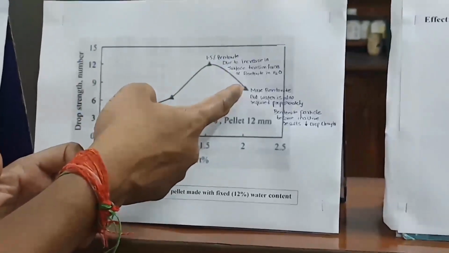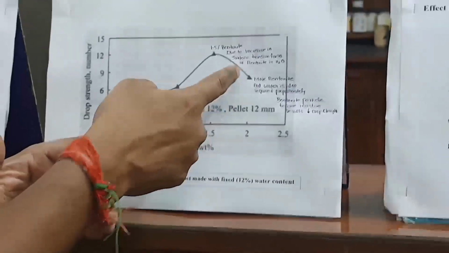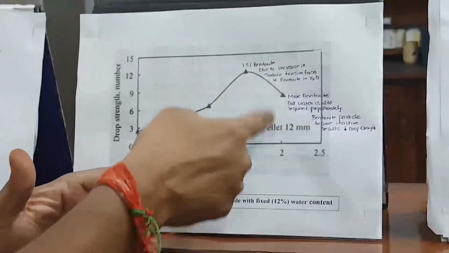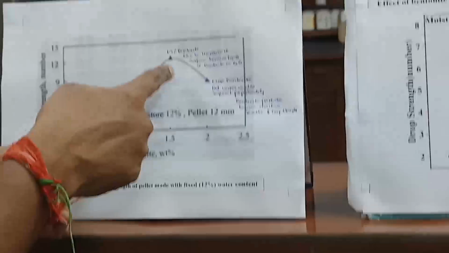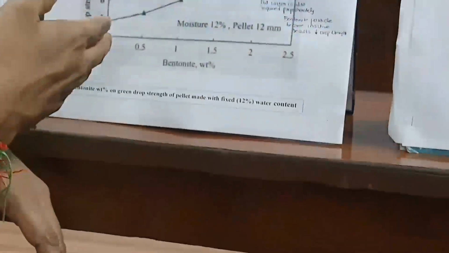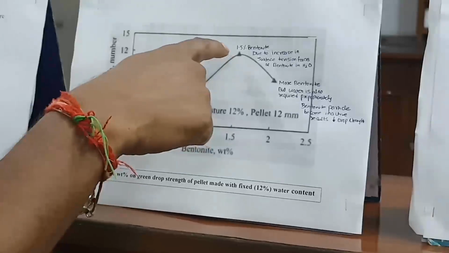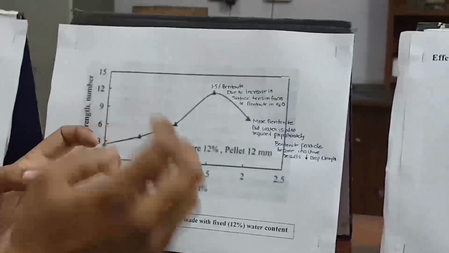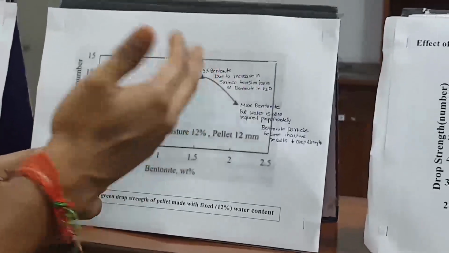Further increasing the bentonite, what happened? The strength is not increased, because water is not sufficiently there for the 2% bentonite. That's why that clay is inactive, and that's why we are getting less drop strength. So this is about the drop strength versus bentonite. When we increase up to a certain percent, 1.5% bentonite, the drop strength is increased because of the surface tension forces of the bentonite in water. Sufficient water is there for the bentonite to activate the clay particles, so we get good drop strength.